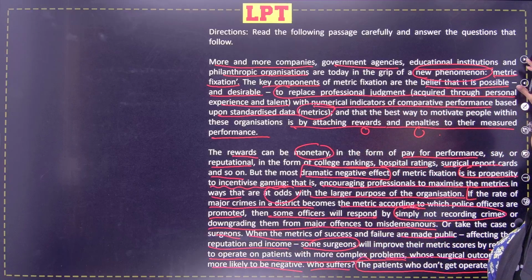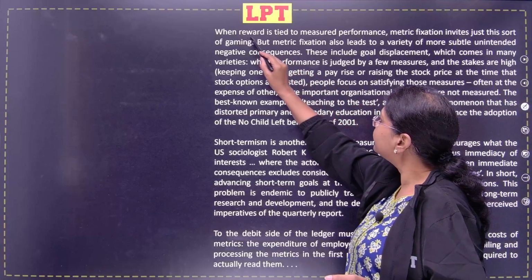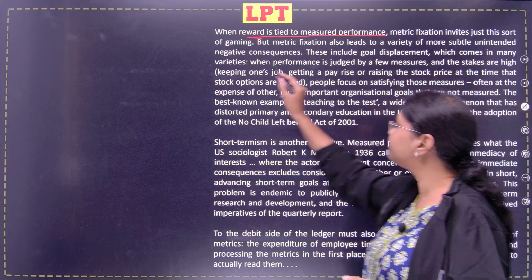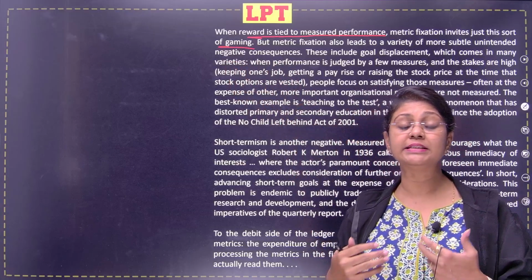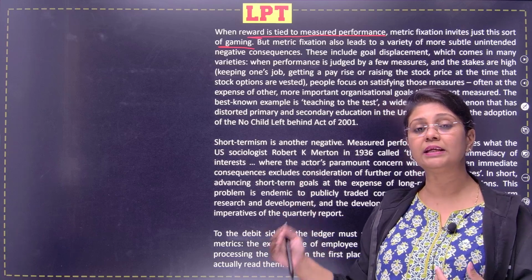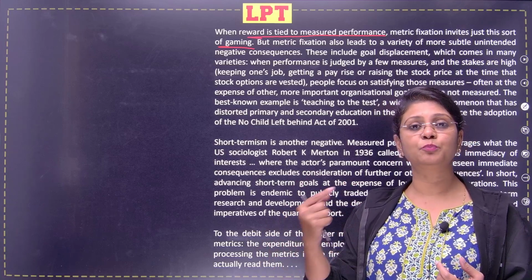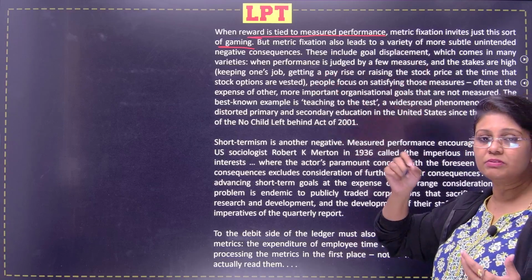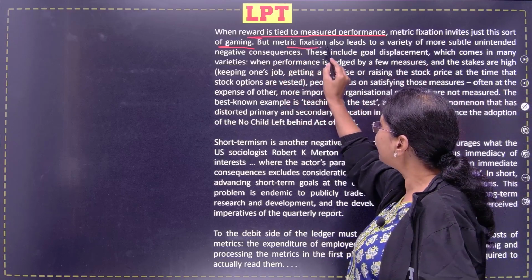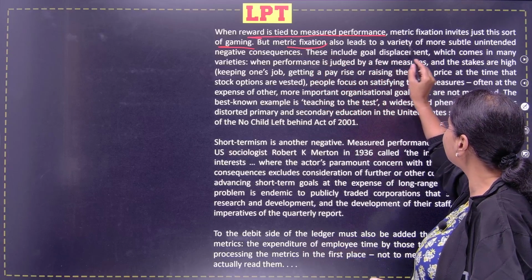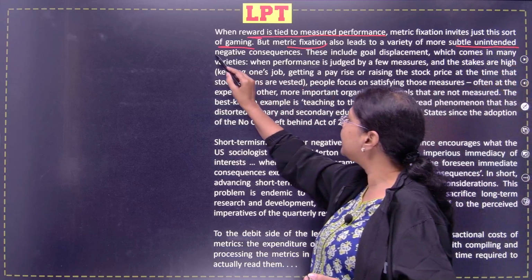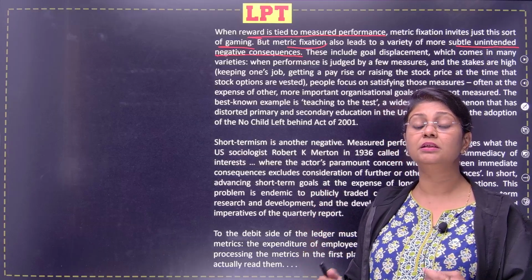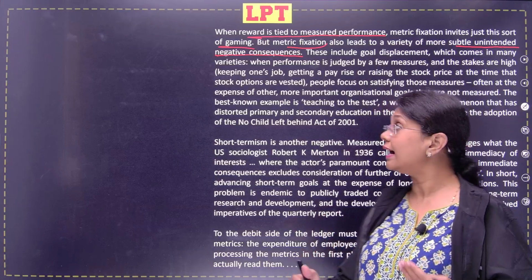Let's read further. When reward is tied to measured performance, metric fixation invites just this sort of gaming. So the kind of incentivized gaming that we were referring to has been explained in the last paragraph by quoting the example of the police officer and the surgeon. But metric fixation also leads to a variety of more subtle, unintended negative consequences. So the author talked about a negative consequence of metric fixation, and now he's elaborating more on that. What does it say?